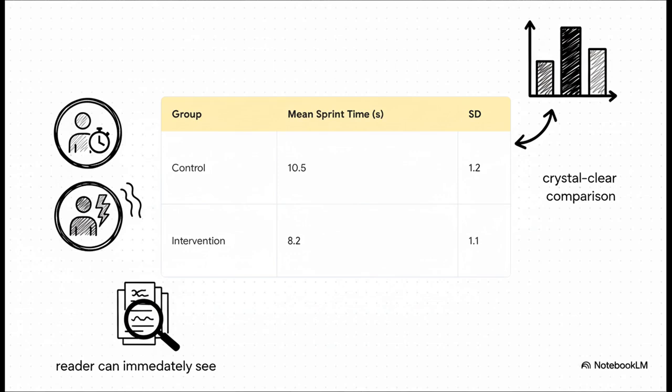And honestly, a simple table like this is probably the most powerful way to do it. Just look how clear this is. In a single glance, your reader can see the average score for the control group right next to the intervention group. It's a super clear, at-a-glance comparison that perfectly sets them up for what's coming next.